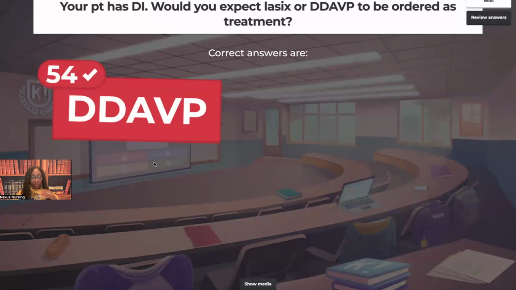Okay, very good. DDAVP, guys. This is an ADH, an antidiuretic hormone analog. And so this is what we expect to be given because guess what? It's the hormone replacement of choice. You know how you have a drug of choice? This is the hormone replacement of choice for the patient that has diabetes insipidus. It helps replace that hormone, the antidiuretic hormone, because what's happening here in DI, they don't have enough of that antidiuretic hormone. That's why they're urinating all over the place.